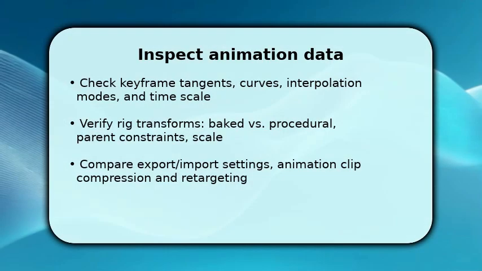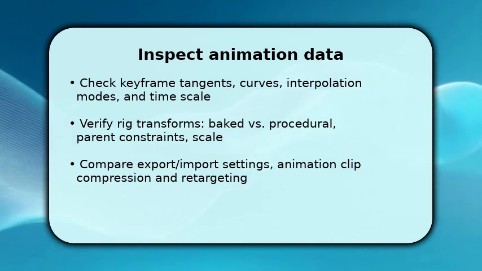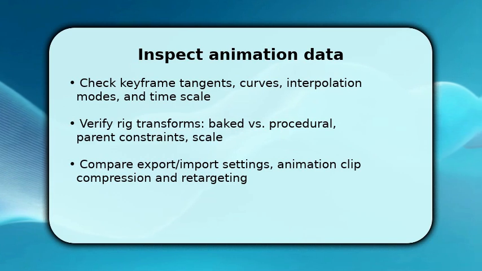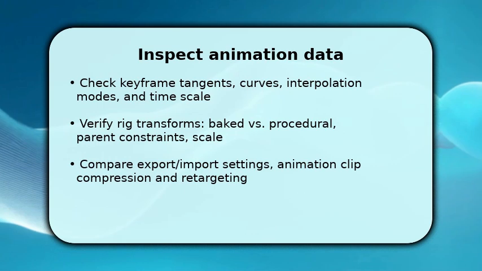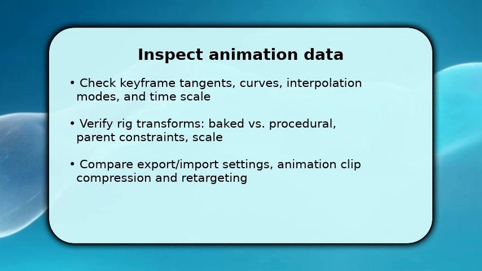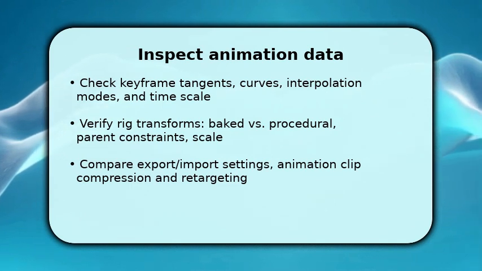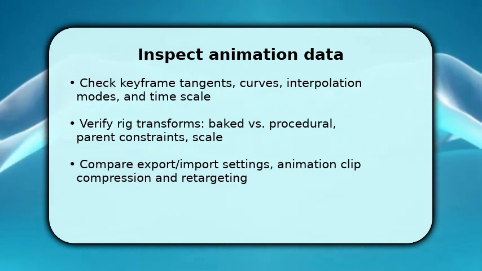You now dive into the animation data and runtime evaluation to find the mismatch. Inspect keyframes, tangents, interpolation modes, and the clip's timescale because subtle curve differences often cause pops. Then verify the rig. Baked animations versus procedural constraints, parent transforms, and non-uniform scale can alter results. Once you've narrowed candidates, re-export a minimal clip with consistent compression and retargeting settings, and test. Those steps reveal whether the issue is data corruption, import mapping, or runtime sampling.